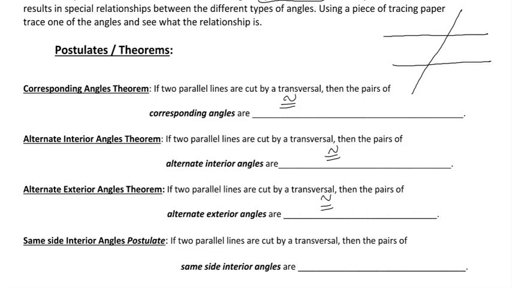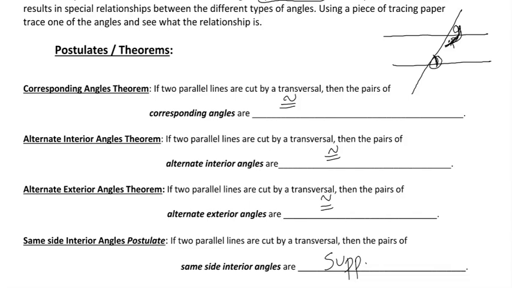And then the last one, this one's a little different. If I took this angle and I looked at this angle over here, do they look like they're congruent? They are not congruent, but since I know this one is congruent to this one, and these two make a line which is 180 degrees, aka supplementary, then same side interior angles must also be supplementary.